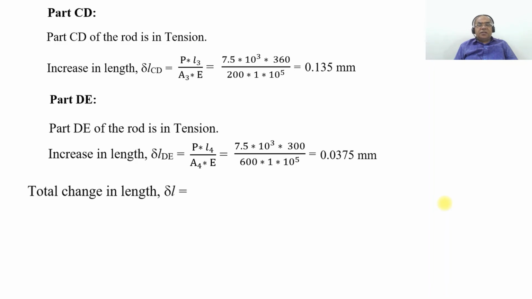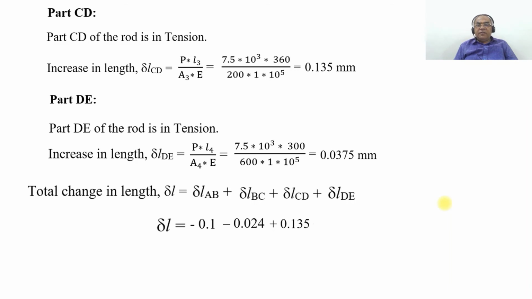So what will be the total extension or the total change in length, which will be equal to the extension in the rod of AB, then BC, then CD, then DE. That is delta L of AB plus delta L of BC plus delta L of CD plus delta L of DE. Delta L of AB is in compression, so it will be minus 0.1. Delta L of BC, again in compression, is minus 0.024. Part CD is in tension, so plus 0.135, plus part DE, which is plus 0.375. On calculation, you get plus 0.045 mm.